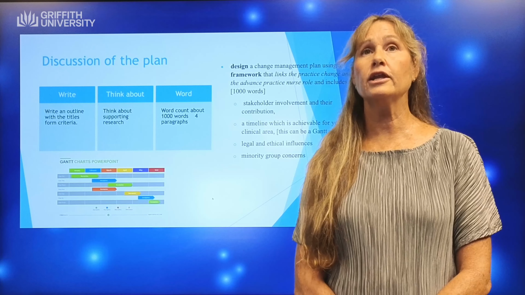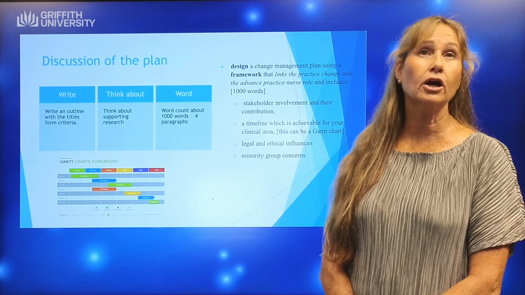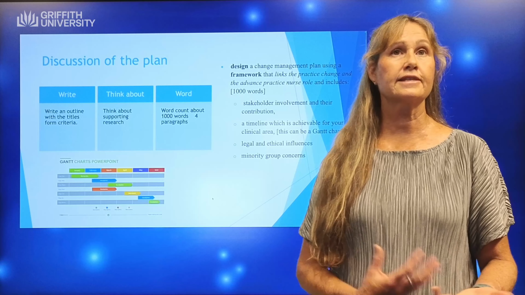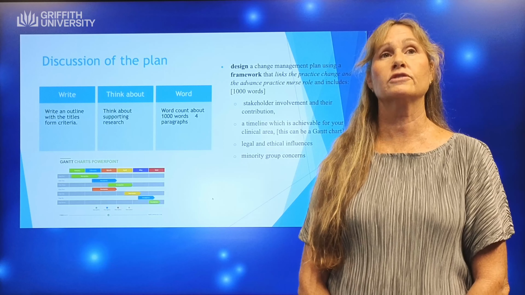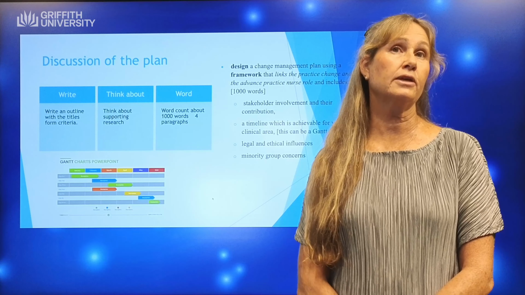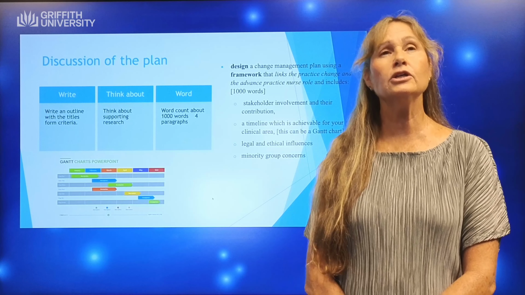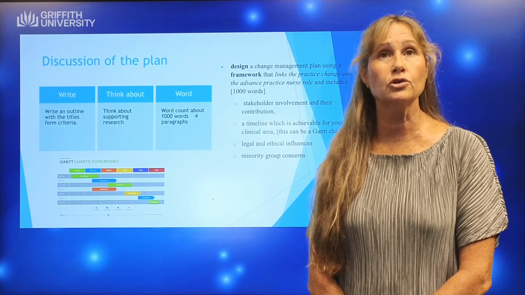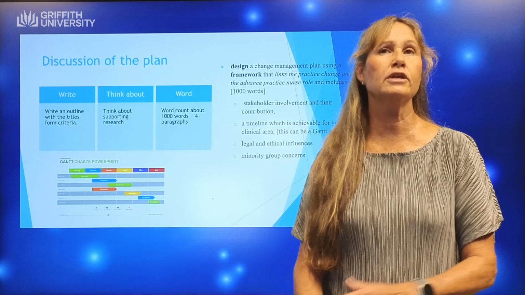So you are designing a change management plan, you're linking it to a framework, you're looking at stakeholder involvement, so this is that aspect of co-design, looking at the staffing, the patients, the family, and what contribution they need to have in your development, and who you might actually need to link with to get this translated to practice. You're looking at a timeline that's achievable. Now making sure that you actually have thought about this timeline. Students will often lose marks in this area if they've made their timeline an unreachable timeline.